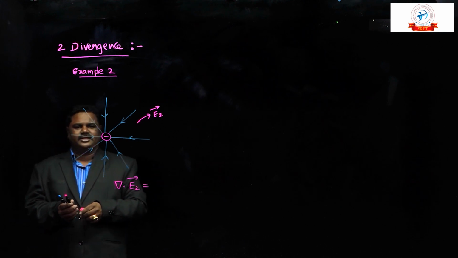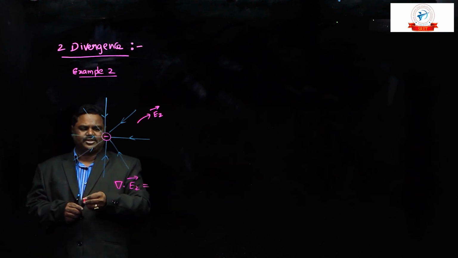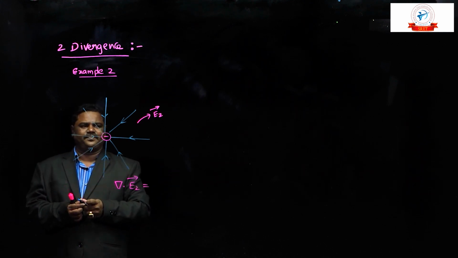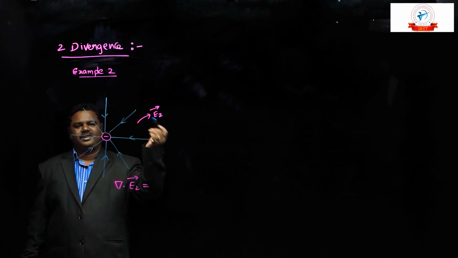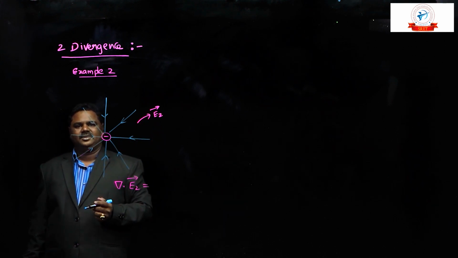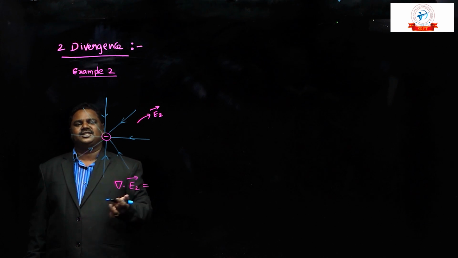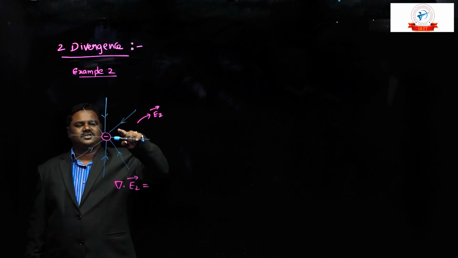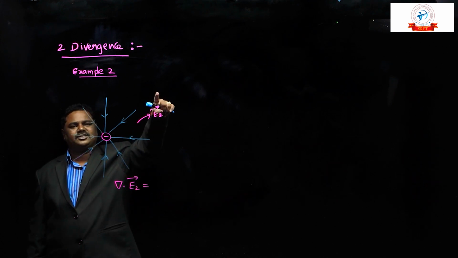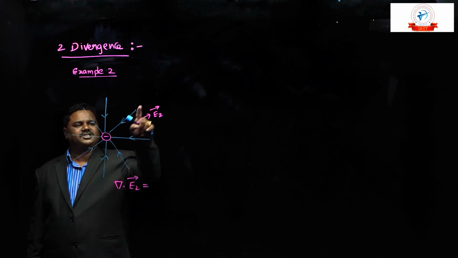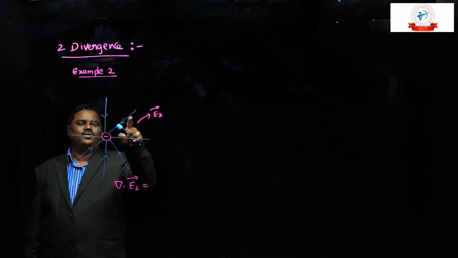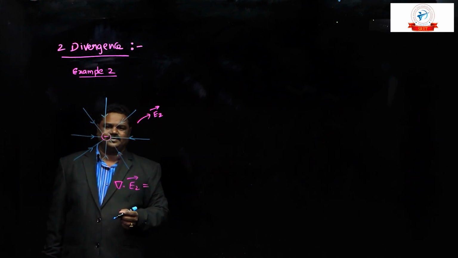In the previous example, we studied a positive charge. Now it is a negative charge. What is the difference between the previous diagram and this diagram? Both the diagrams look the same. The only difference is that the direction is opposite. For a positive charge, flux is moving away from the charge. For a negative charge, flux is moving towards the charge. Only the direction is changed.